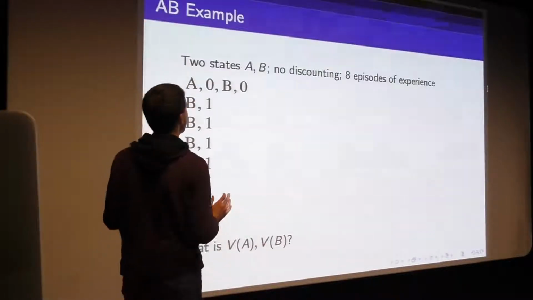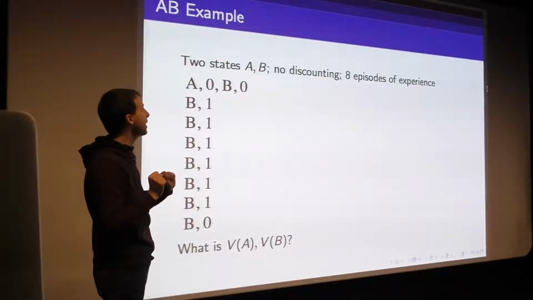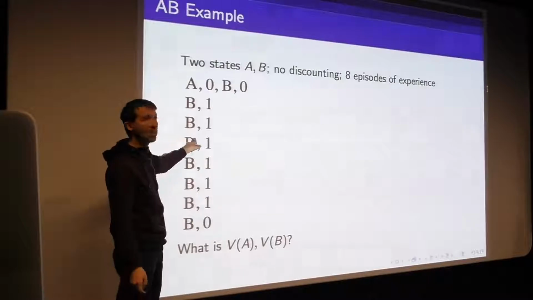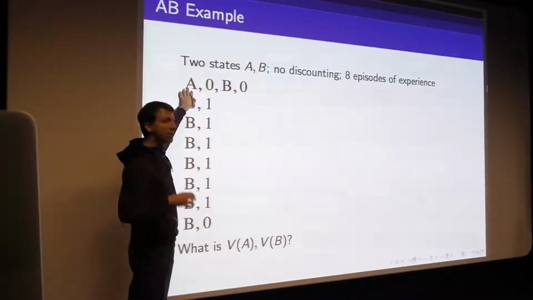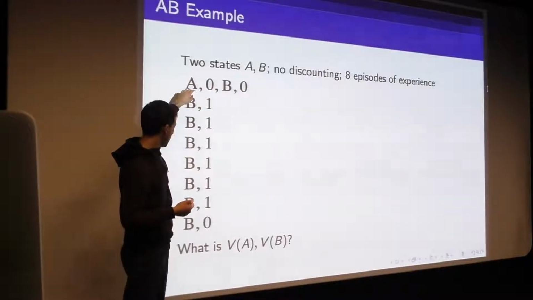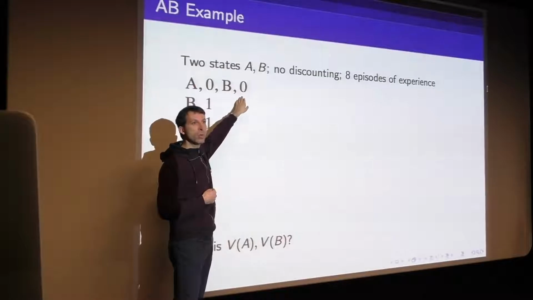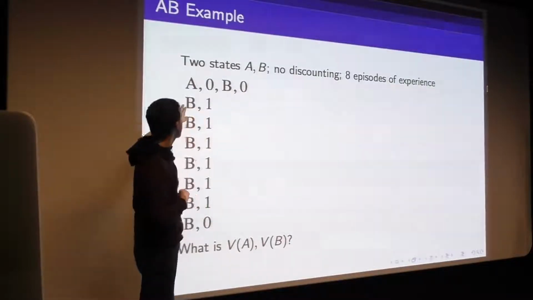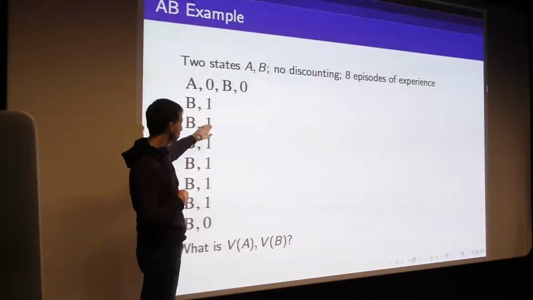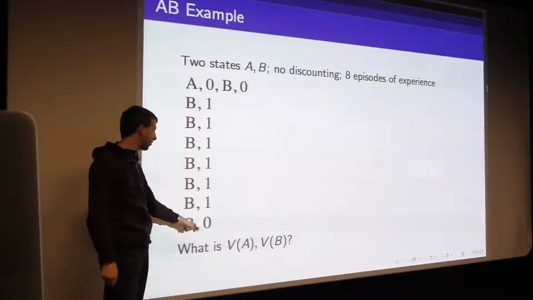So this is the AB example. It's just an MDP with 2 states, A and B, and each row is a different episode of experience that we've seen. So in the first episode, you start in state A, you get a reward of 0. Then you transition to state B, and you get a reward of 0, and then the episode terminates. The next episode, you start in B, you get a reward of 1. Next episode you start in B, you get a reward of 1. Scroll down here, you see an episode you start in B and you get a reward of 0.